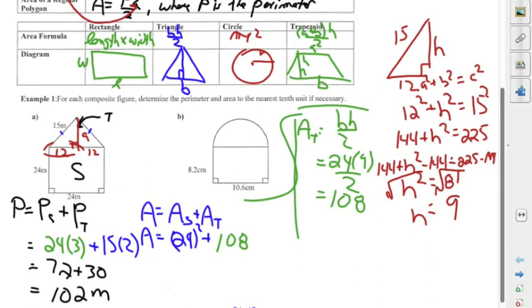So my area, so what's 24 squared? 576. 576 plus 108 is 684 meters squared. Thank you. So it's meters squared, right? When we have area, it's our units squared.